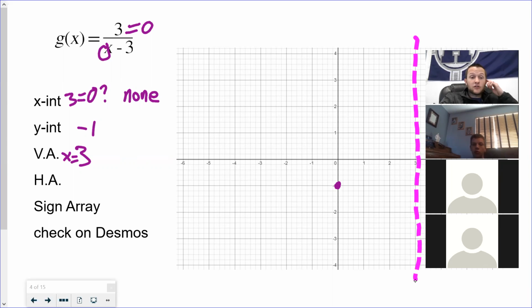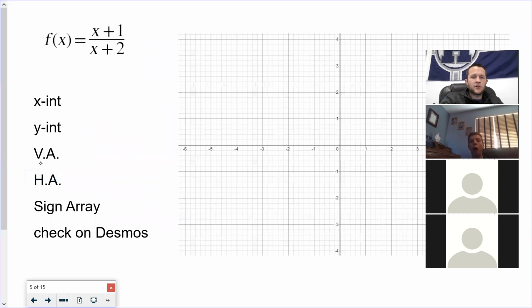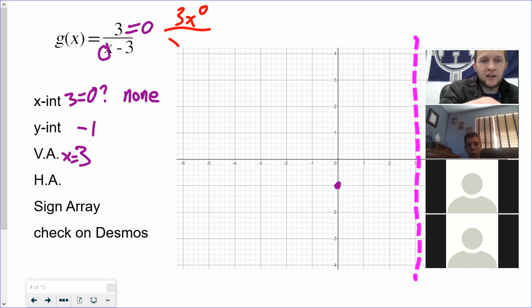All right, and then as far as the horizontal asymptote, we're going to compare the degrees, just like what we did before. Now, where you have to be careful here is the degree of the numerator. How many x's are in the numerator? I could rewrite this as 3x to the 0 because there's no x's. And in the bottom, there's 1x. So the degree of your numerator is 0.